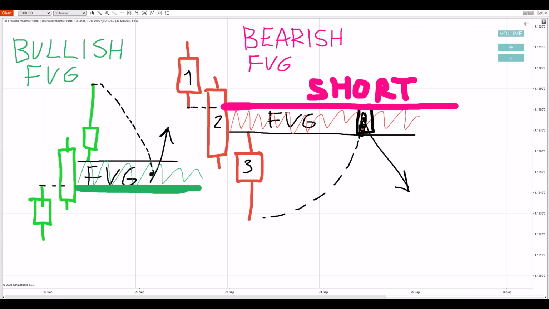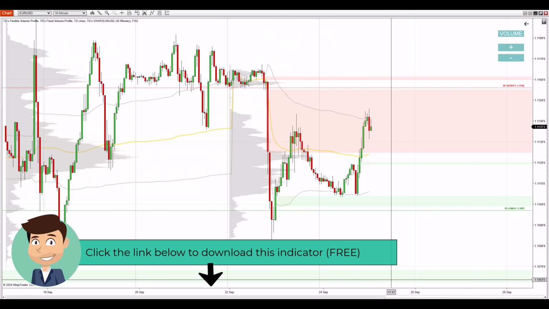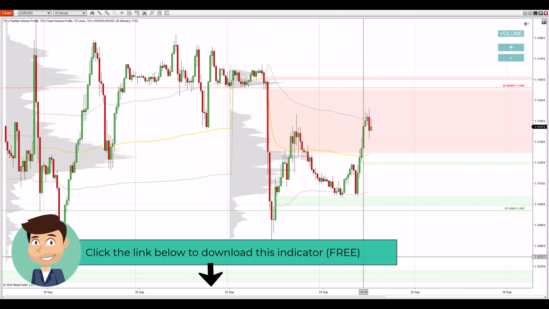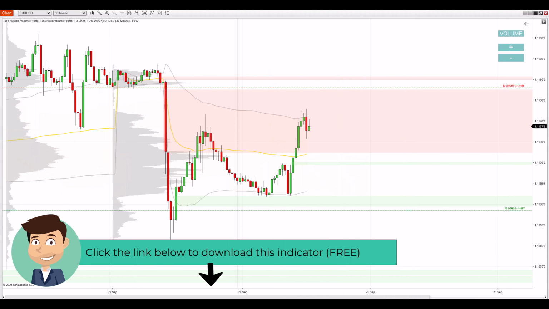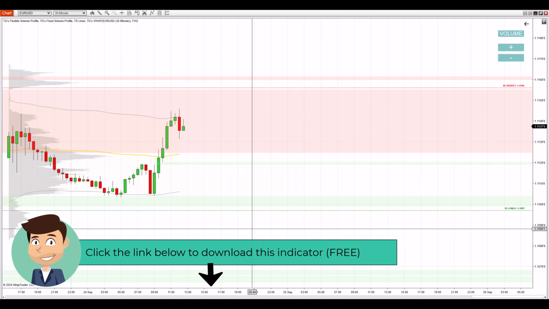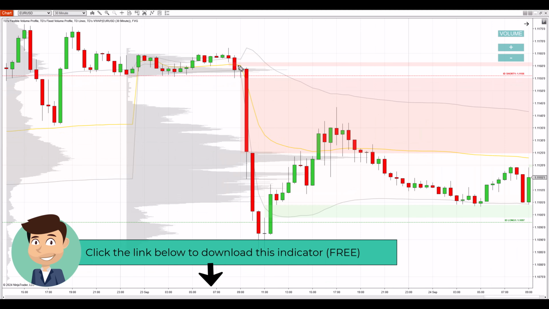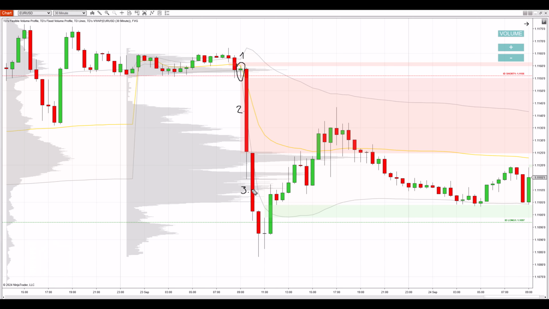Let me just go to the chart and show you this indicator which automatically draws the fair value gaps. I currently have it set so it only shows the fair value gaps that are still active, that haven't been tested yet. So for example, if you look in here, let me zoom this in some more. So this candle, that's candle number 1. Below that, that's number 2, and the next one is candle number 3.